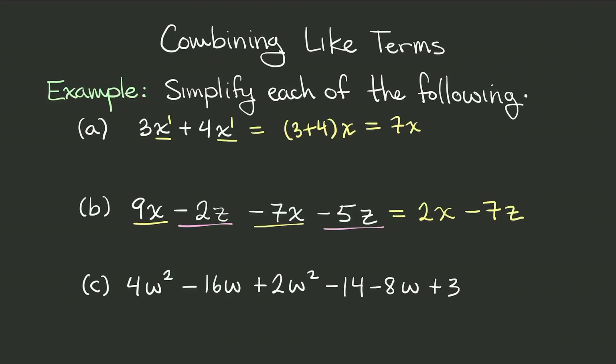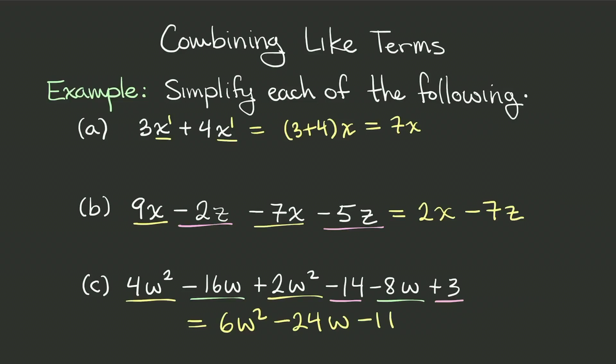In part C, w squared shows up in two terms, so we can combine those, obtaining 4 plus 2, so 6w squared. Then we have w showing up in two terms. That's going to give us negative 16 plus negative 8w, which will be negative 24w when we add negative 16 plus negative 8. And then we can look at the last two terms, which are our constant terms. Constant terms are considered like terms, and so we'll take negative 14 plus 3, which is going to give us negative 11 for our constant.